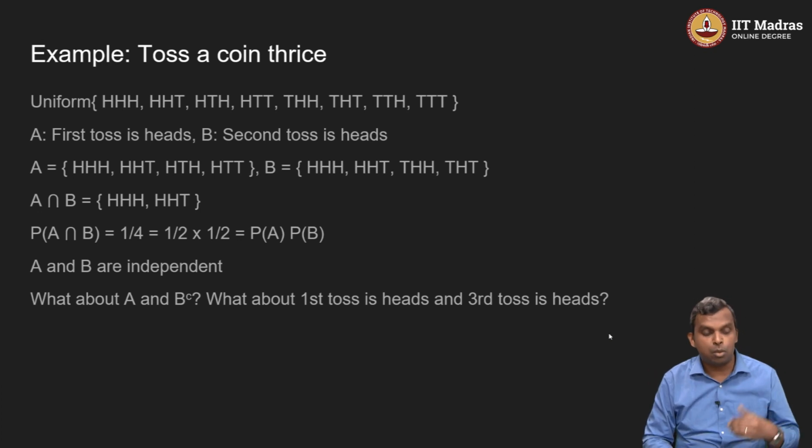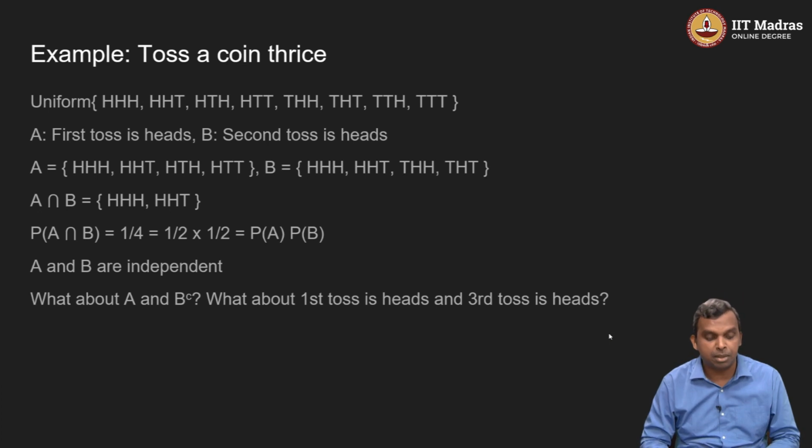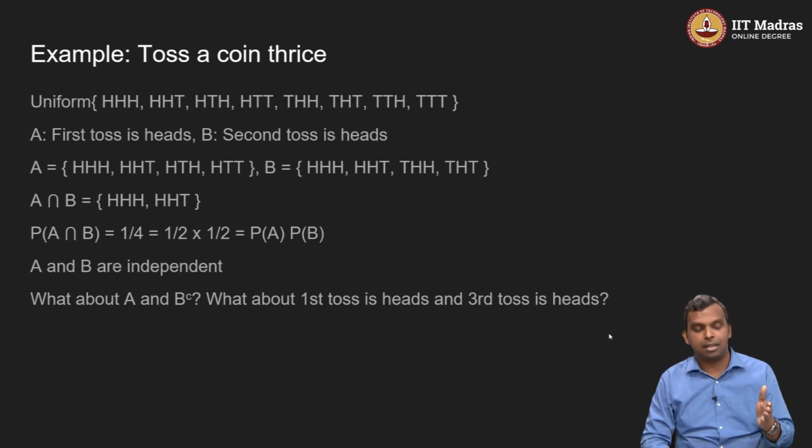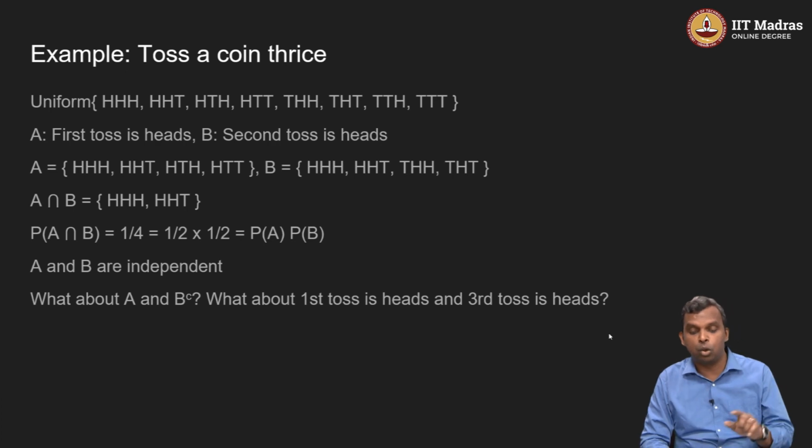Let's see what the event A is as a subset of the sample space, right? All events are subsets of the sample space. What is the subset of the sample space? It's everything with H in the first place, right? So H, H, H, H, H, T, H, T, H, H, T, T. What is B? Second toss is heads. You go through the 8 outcomes and pick out the ones which have H in the second position. H, H, H, H, H, T, T, H, H, and T, H, T.